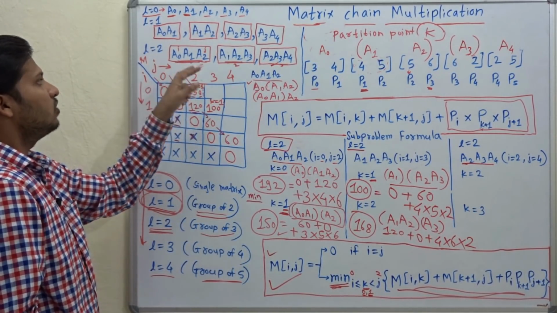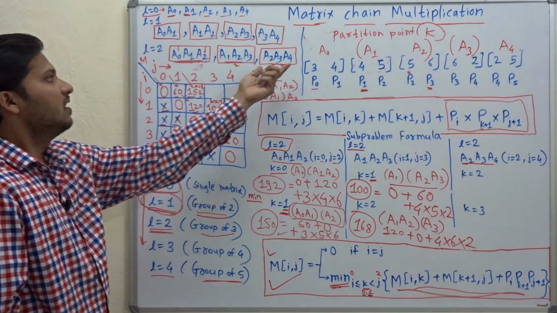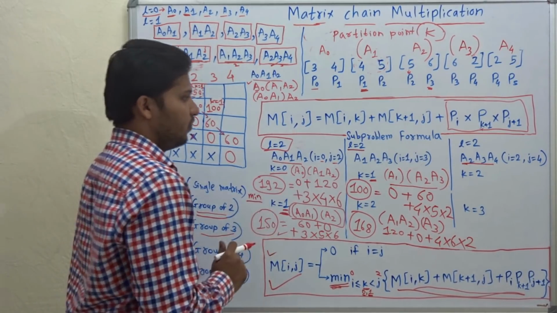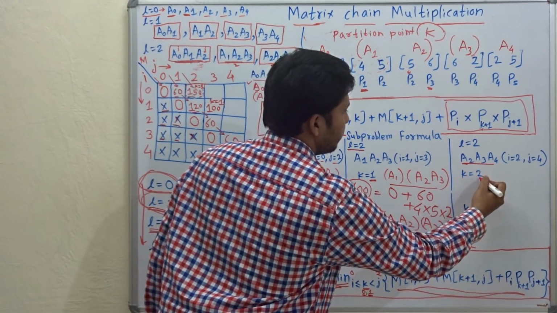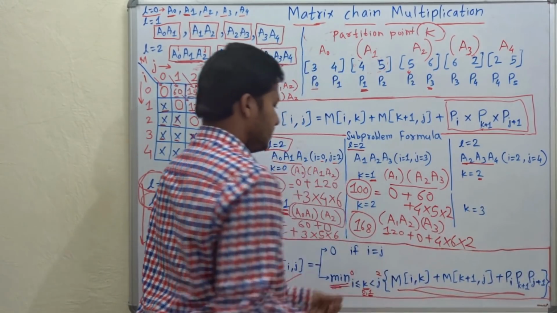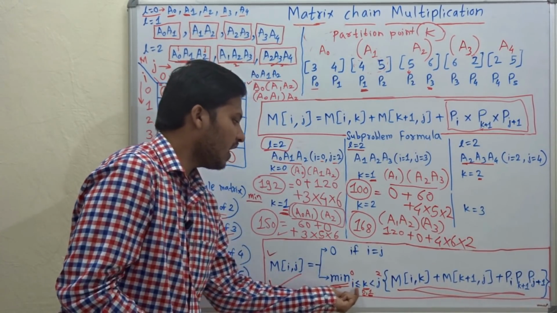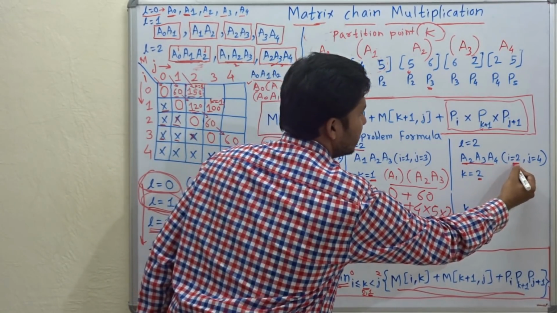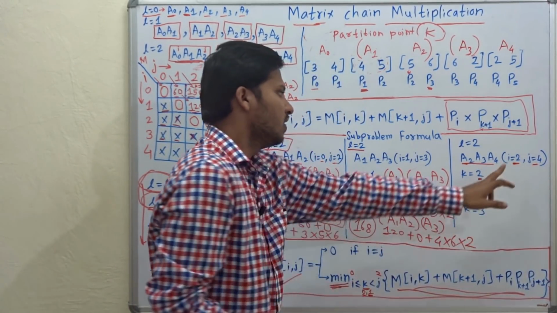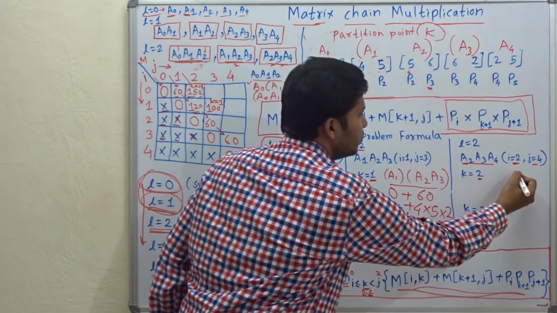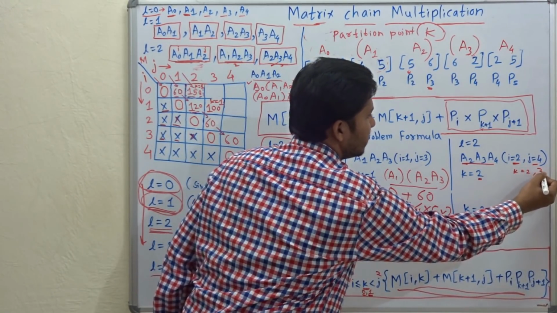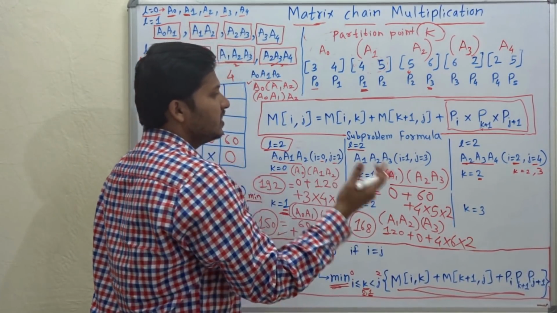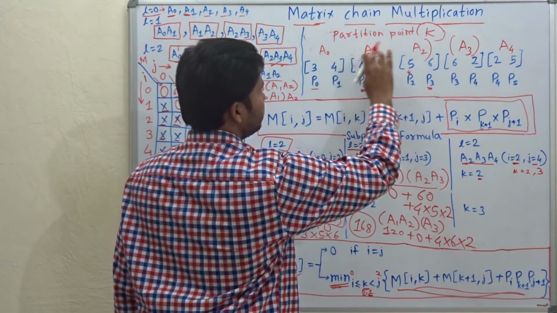See, for L equal to 2, these are the three cases, and now we are at the third case, that is A2, A3 and A4. So the first thing is the partition point. See, the partition point ranges from i to j. As it is A2 to A4, i is 2 and j is 4. So k will take values 2 and 3. Okay. So the first value is 2. So what will be the partition for k equal to 2?